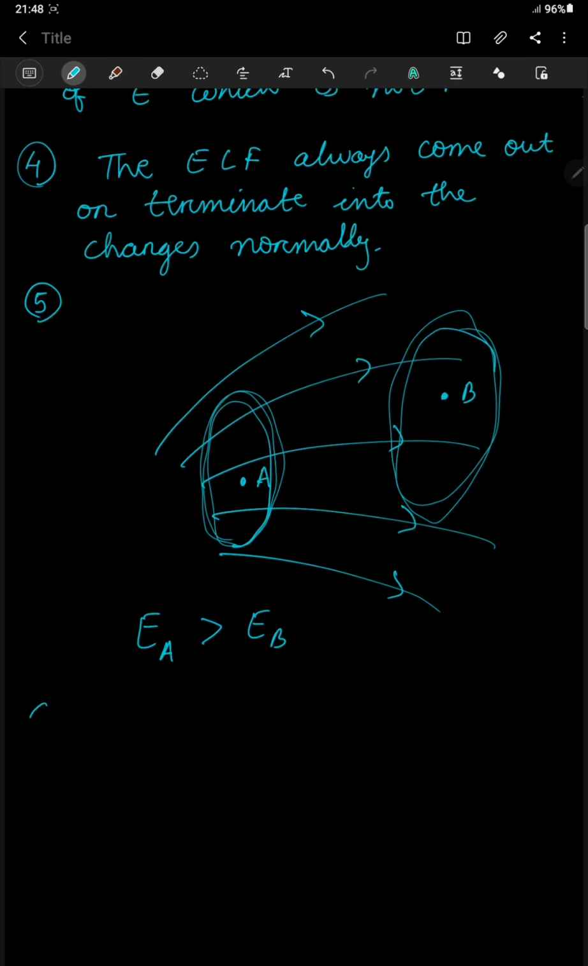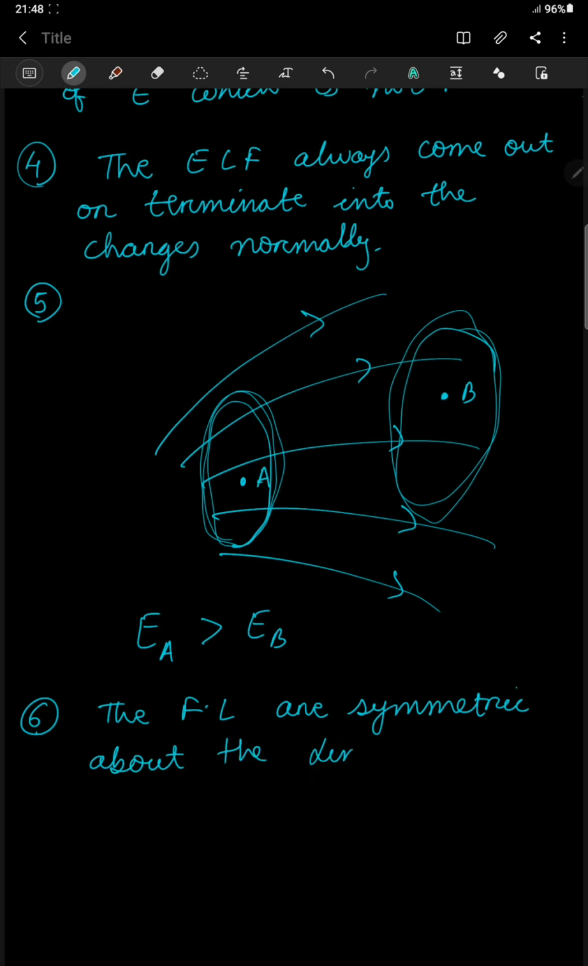Then the sixth point is the field lines are symmetric about the line joining the two charges. The field lines have to be symmetric.